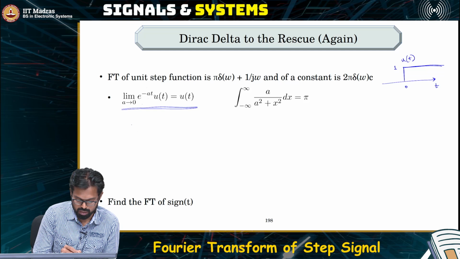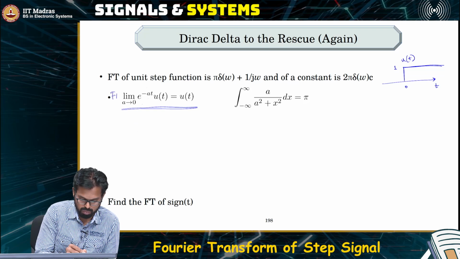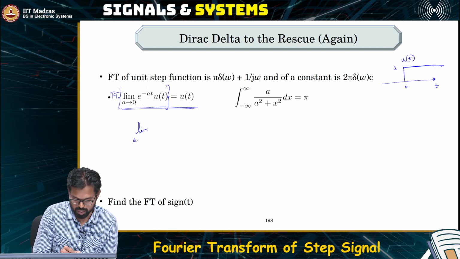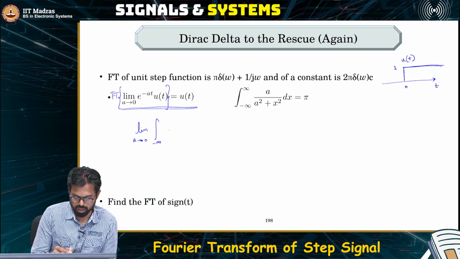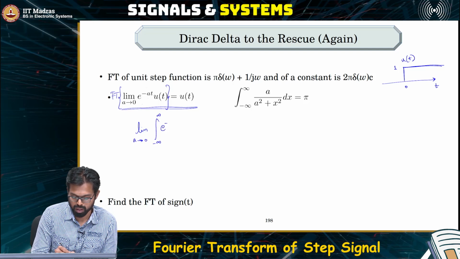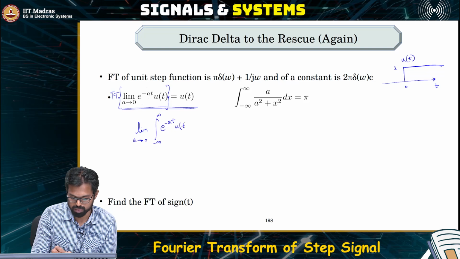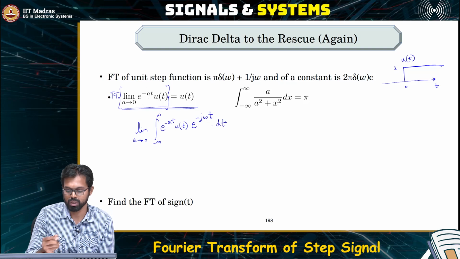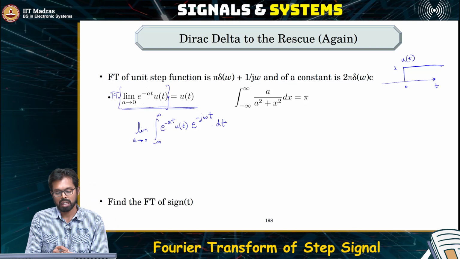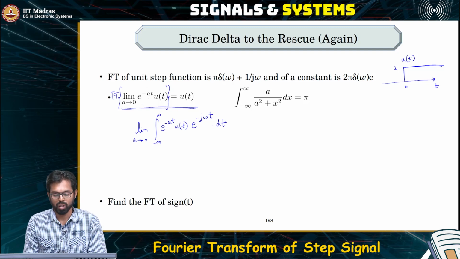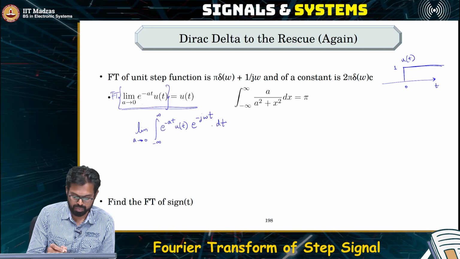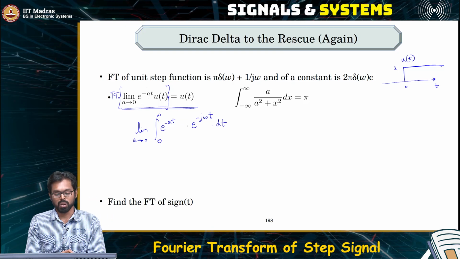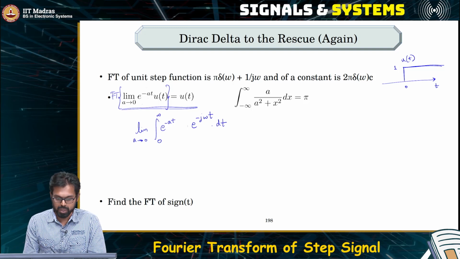Now let's find the Fourier transform of this signal. We'll take the limit outside: limit a tends to 0, integral from minus infinity to infinity, e power minus at u of t, e power minus j omega t dt. This is the Fourier transform, right? We cannot arbitrarily exchange limits and integrals, so let us assume all the required conditions are satisfied here. If this is true, just substitute this property of the unit step function: it is one only between 0 and infinity.